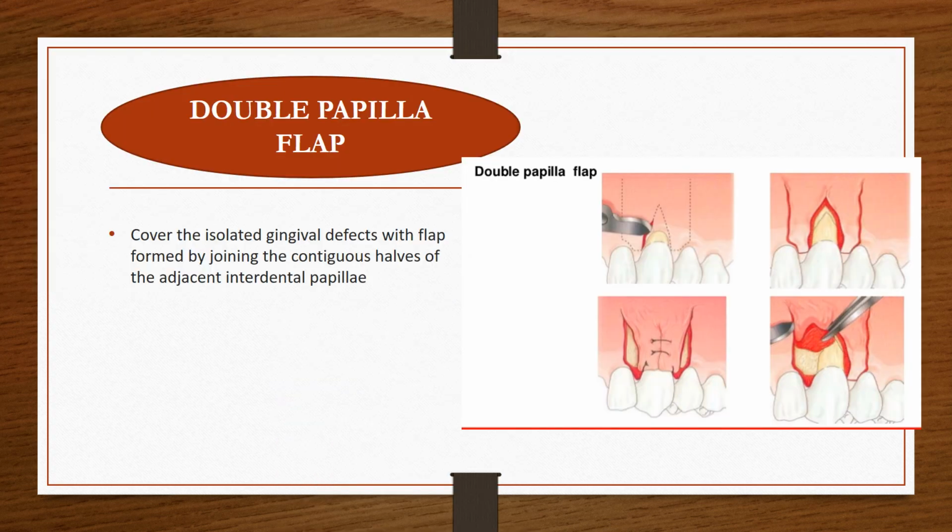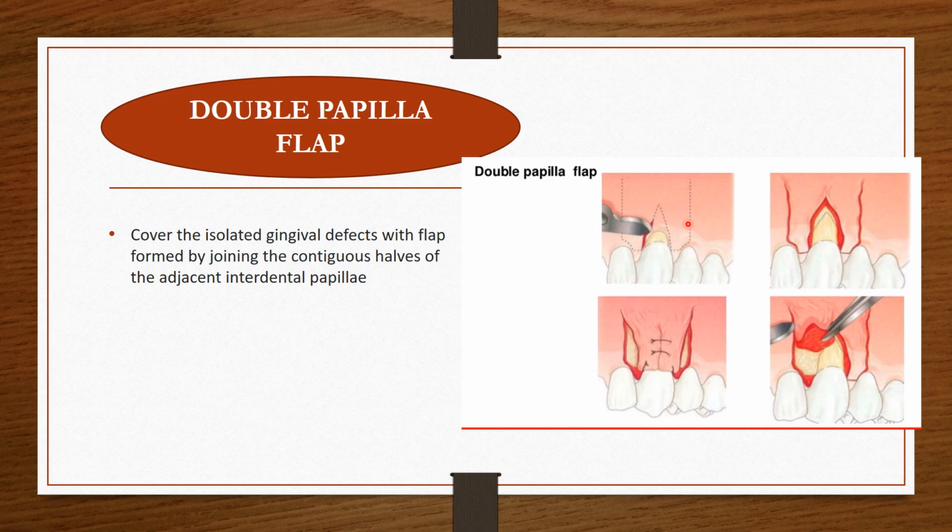Okay. So we have another variant of pedicle flap, that is double papilla flap. So double papilla flap attempts to cover roots exposed by isolated gingival defects with a flap formed by joining the contiguous halves of the adjacent interdental papilla. So you can see that we are not taking from one side, we are taking from both sides, both adjacent, from mesial and distal. So the advantage is that if there is less amount of tissue from one side, you can make use of both sides.